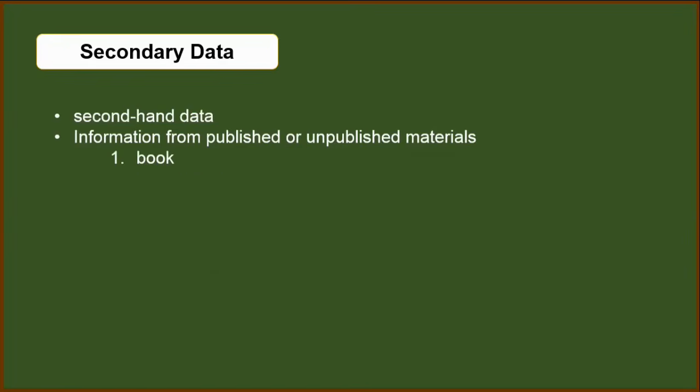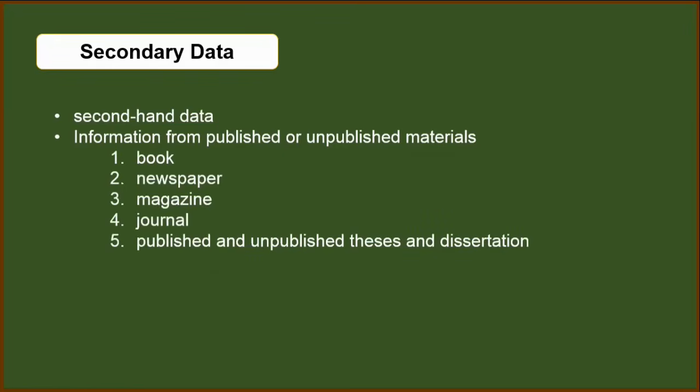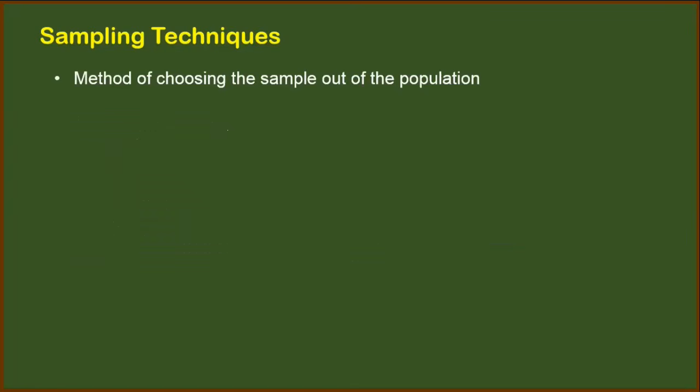As for the secondary data, these are second-hand data or information that the researcher collected from published or unpublished materials, including but not limited to book, newspaper, magazine, journal, and published and unpublished thesis or dissertation. However, the issue here is that you should always properly cite the references or the sources of those data in order to avoid plagiarism.